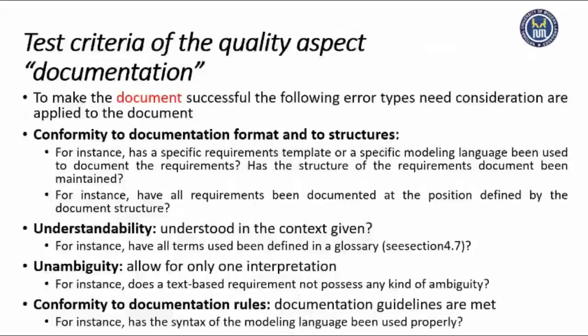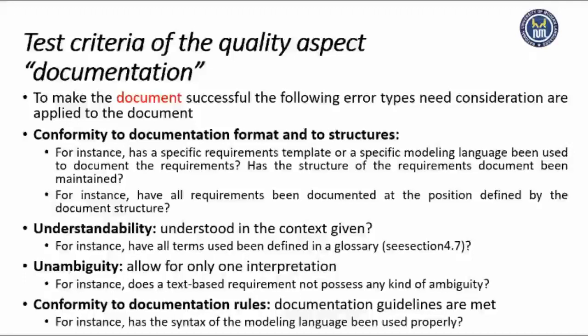Let's move on and find the testing criteria for documentation. To make the document successful, the following error types need considering and they are applied to the document. Number 1 is conformity to documentation format and to structure. This has to do with, for instance, whether the specific requirement template or specific modeling language has been used to document the requirements. Has the structure of the requirement document been maintained? For instance, have all requirements been documented at the position defined by the document structure?